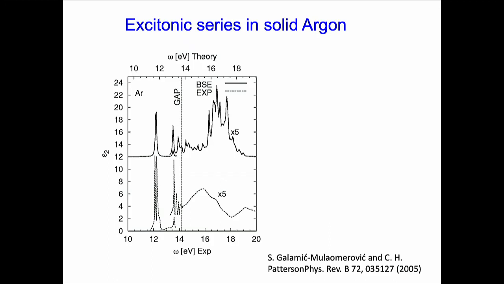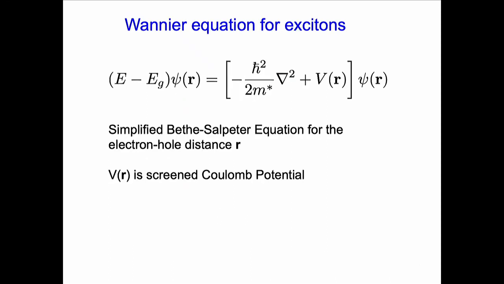So this one is an ab initio calculation with BSE. It's consistent not only with experiment, it's also consistent with this kind of intuitive understanding of electron-hole pairs being bound to each other by the screened Coulomb potential.